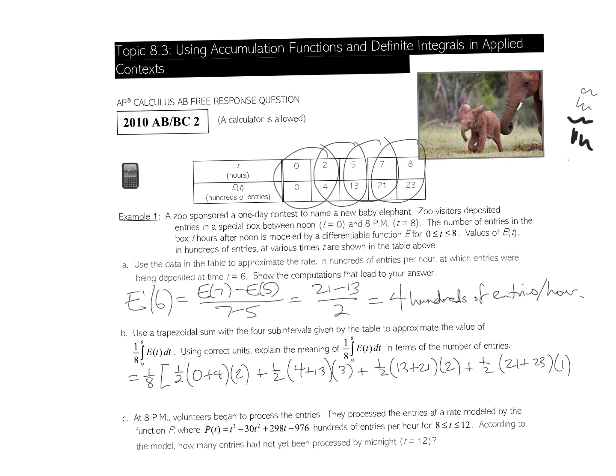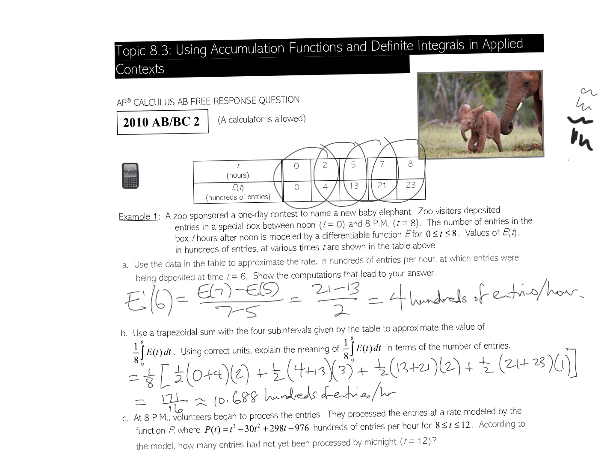And of course, because I used 1/2 every single time, I could have factored it out with the 1/8. But that's okay. I have a calculator. I can punch it all in, and I get 171 over 16, which is approximately 10.688 hundreds of entries per hour.